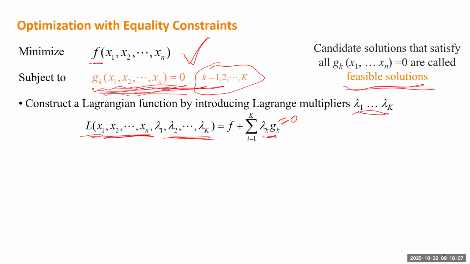Being 0 means that the equality constraint is satisfied. Then you don't need to pay any price. If g is not 0, for example, if it's bigger than 0, then you need to pay some price. So that value of g multiplied by the price will add a cost to this Lagrangian function. Okay, so that's the logic.